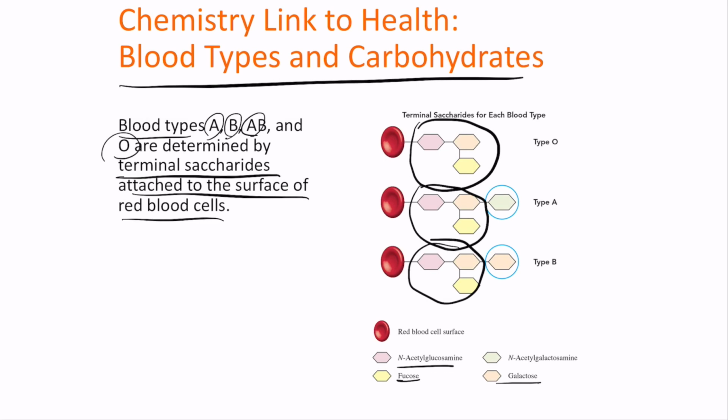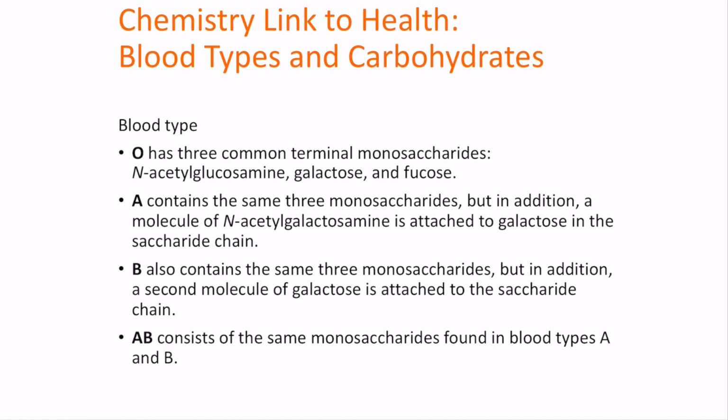The only differentiation is that in type O there is no N-acetyl galactosamine or extra galactose, but in type A you find N-acetyl galactosamine. In type B you find an extra galactose group. So this is how we differentiate the structures.